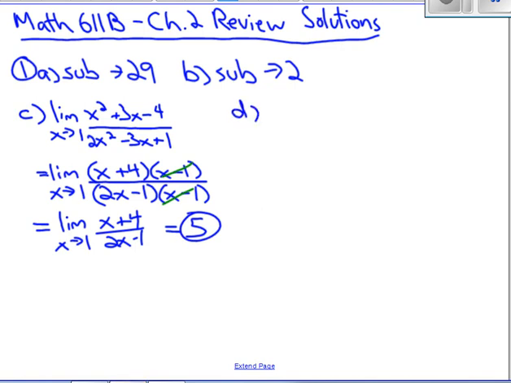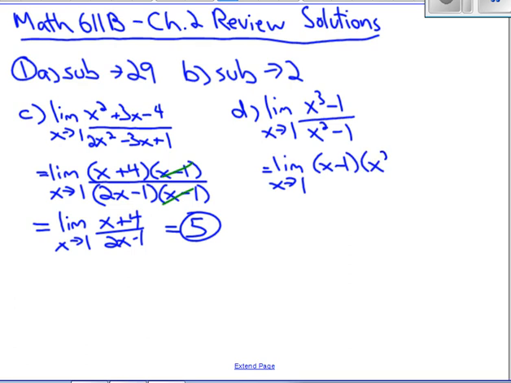D is pretty similar. We want to look at factoring. Remember how we factor difference of cubes and difference of squares. So this is going to be the limit as x goes to 1 of x minus 1 times x squared plus x, which is 1, plus 1, all over x minus 1, x plus 1. Again, the x minus 1's divide out. That'll give us 3 on the top and 2 on the bottom. So we get 3 over 2.